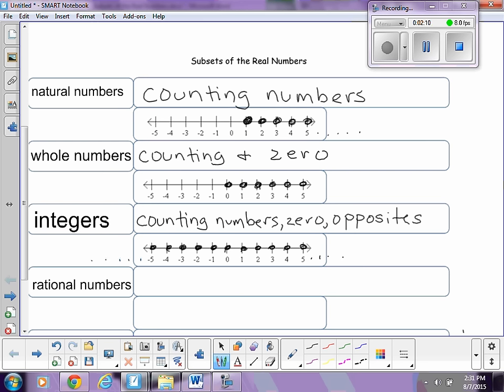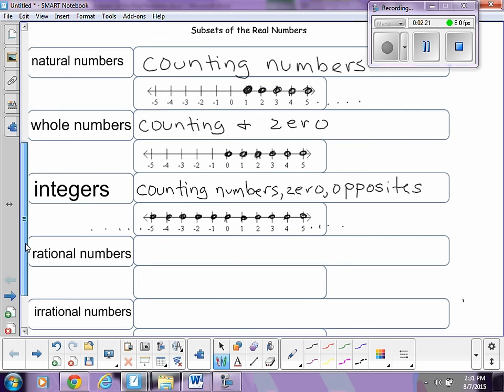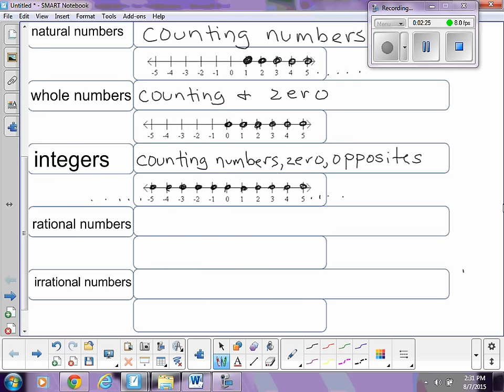Notice that so far we've only dealt with whole numbers and their opposites. In between these points, we know that we have fractions. So now we're going to turn to our next subset, which is called the rational numbers. Rational numbers will include the counting numbers, we're going to include the 0, we're going to include the opposites, and this time we're going to include all terminating and repeating decimals.